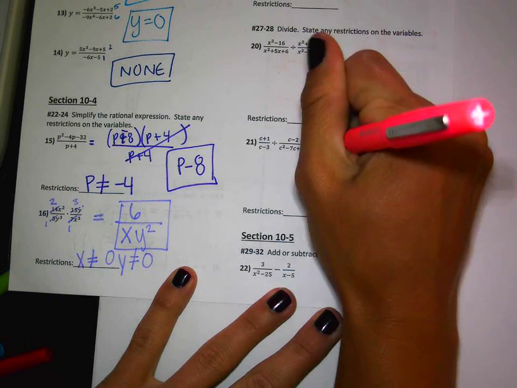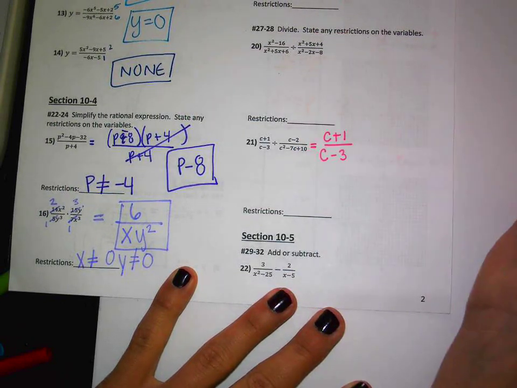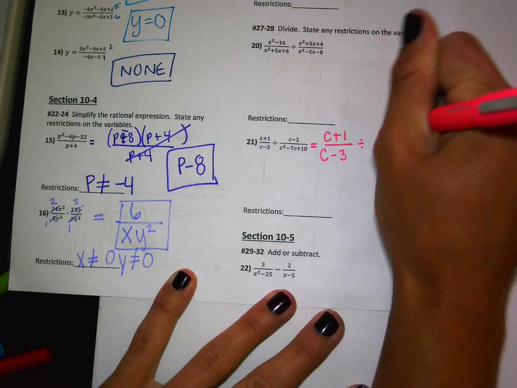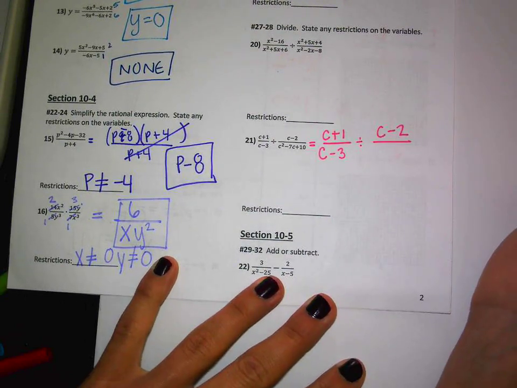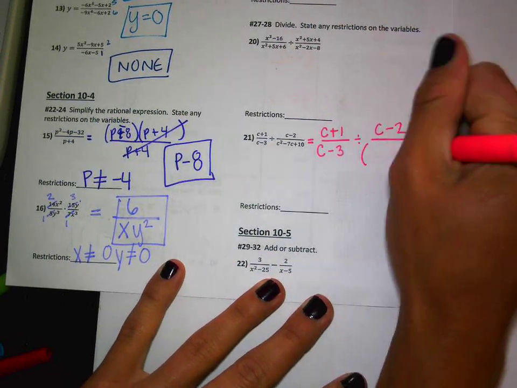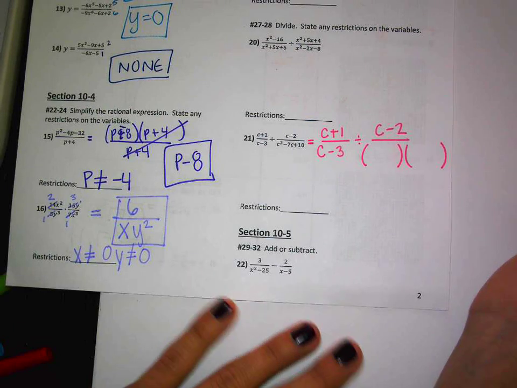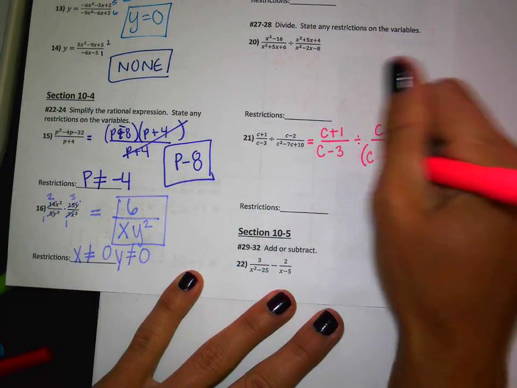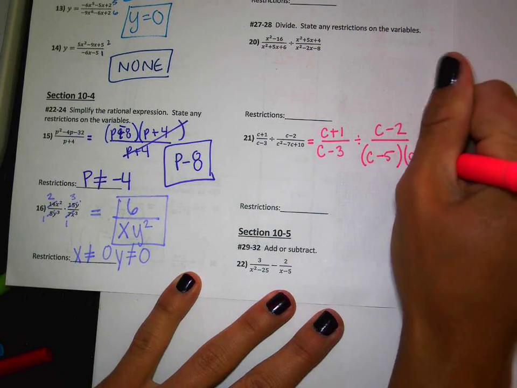C plus 1, C minus 3 you can't factor, and C minus 2 you can't factor. Oh, I'm on the wrong problem. Yeah, I skipped to 21. Where are you getting C's from? So what two numbers multiply to give you 10, add to give you negative 7? Good. Negative 5, negative 2.